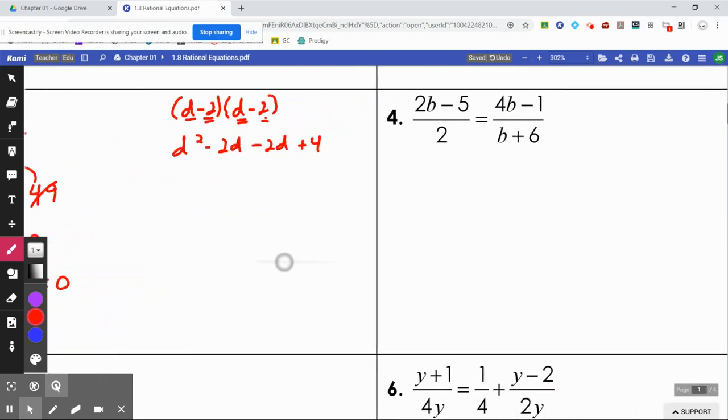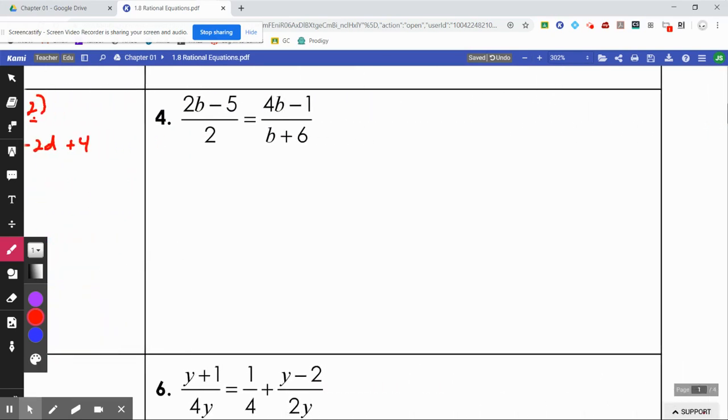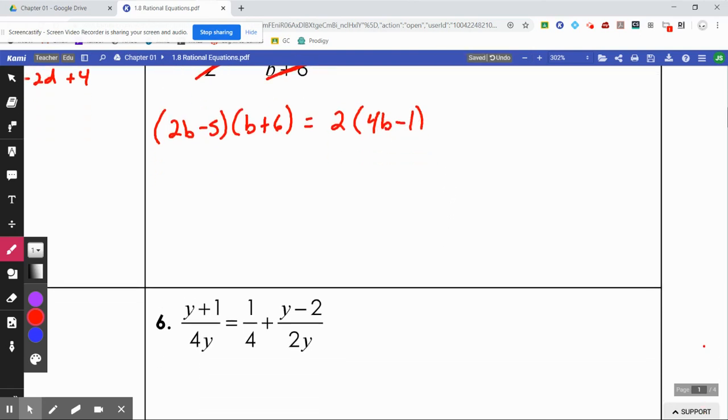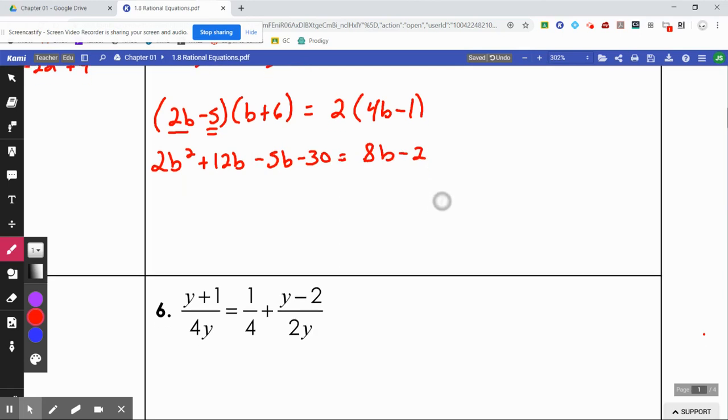Number 4 is very similar. To get rid of b plus 6, we're going to come up here and multiply by b plus 6. To get rid of 2, we're going to come up here and multiply by 2. So then we'll have 2b minus 5 multiplied by the b plus 6 equals, to move the 2 up here, 2 times 4b minus 1. So we're going to have to FOIL on one side and distribute on the other. When you FOIL this, 2b times both gives you 2b squared plus 12b. Multiply both by negative 5 gives you negative 5b minus 30, equals 8b minus 2 on the other side.